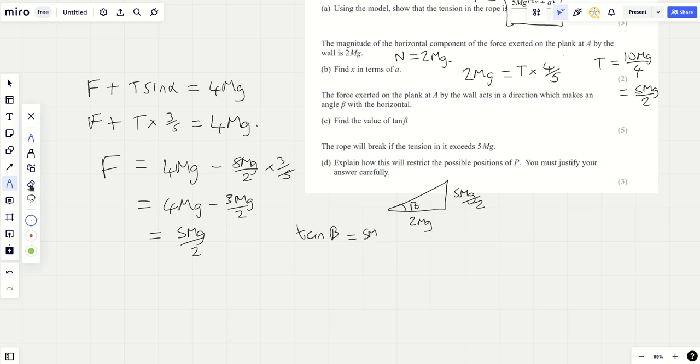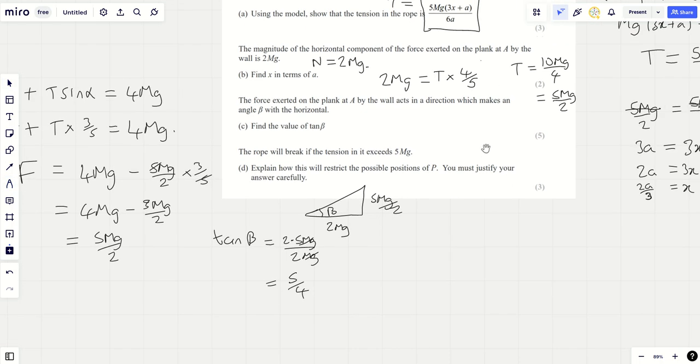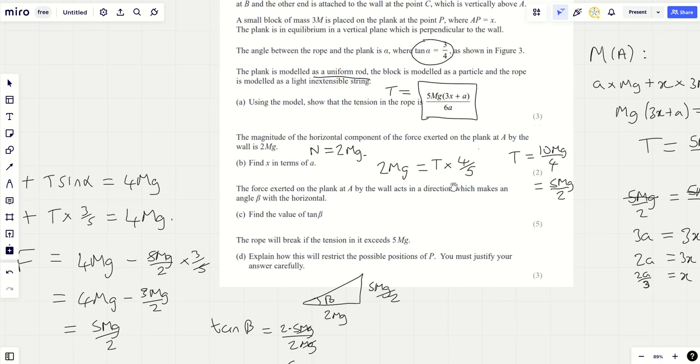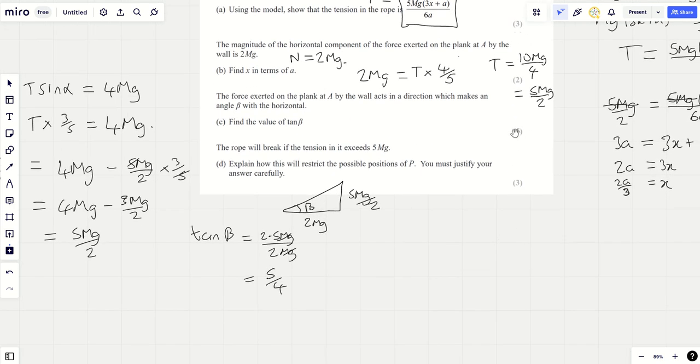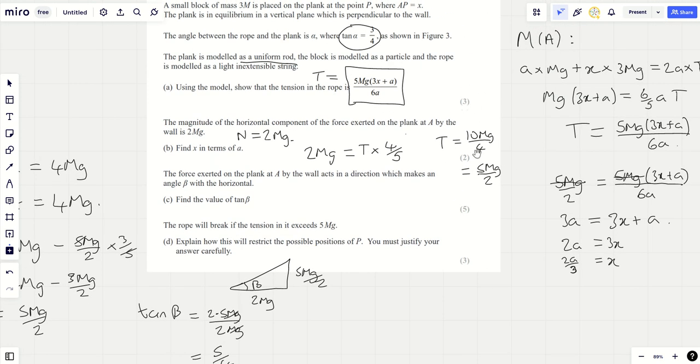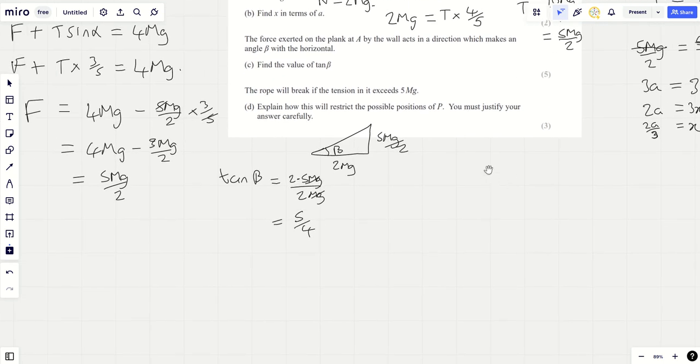Well, let's do it even nicer. You love a decimal, don't you? So we'll do 2.5 mg divided by 2 mg. The mg's cancel, and you're left with 5 over 4. And that's tan beta. Good. Phew. Almost made a mistake there reading the cos alpha as a sine alpha. That was pretty silly. So there we go. That's tan beta. That seems generous for 5 marks. I don't like the way they've awarded the marks even in this question. It seems all wrong to me.